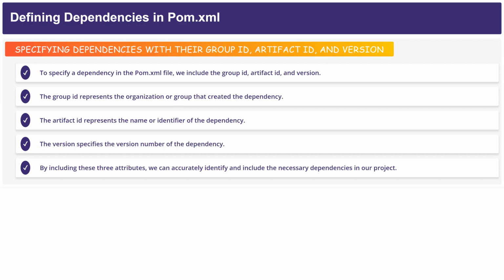The dependency tags are crucial for ensuring that our project can compile and run properly by including all the required dependencies. When specifying dependencies in the Pom.xml file, we need to include the group id, artifact id, and version to accurately identify and include the required dependencies. The group id represents the organization or group that created the dependency, while the artifact id represents the name or identifier of the dependency. Finally, the version attribute allows us to specify the specific version number of the dependency that we want to include. By including these three attributes, we ensure that our Spring Boot project has the correct dependencies.